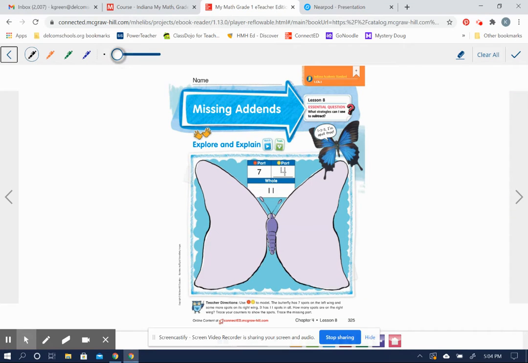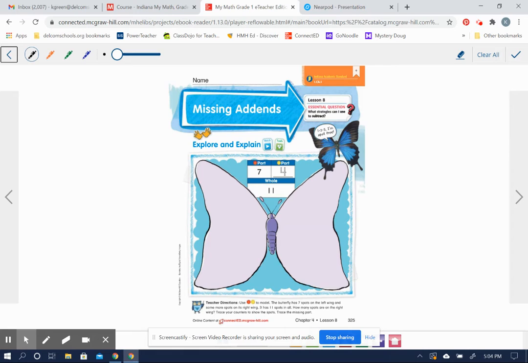Hello, boys and girls. Today we're going to be working on finding the missing addend. So here's our story. We have a butterfly that has 7 spots on the left wing and some more spots on his right wing. It has 11 spots in all. We've got to find out how many spots are on the right wing.